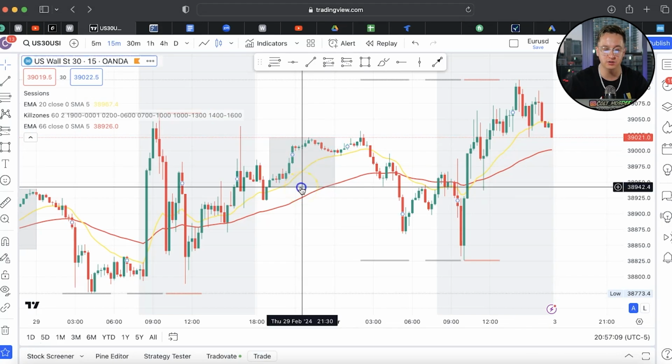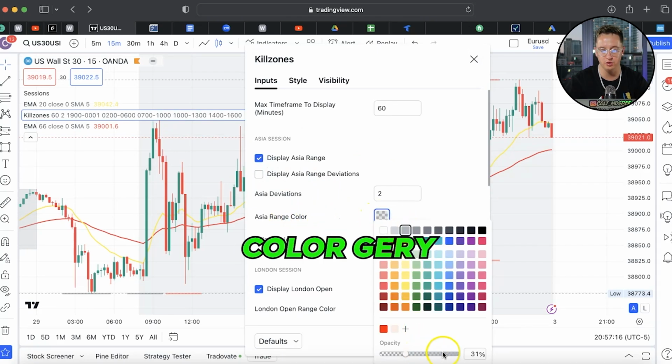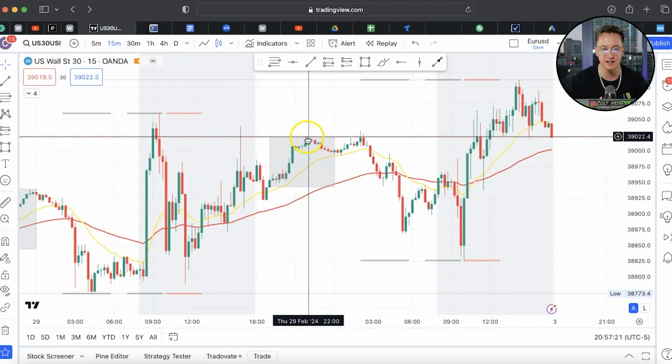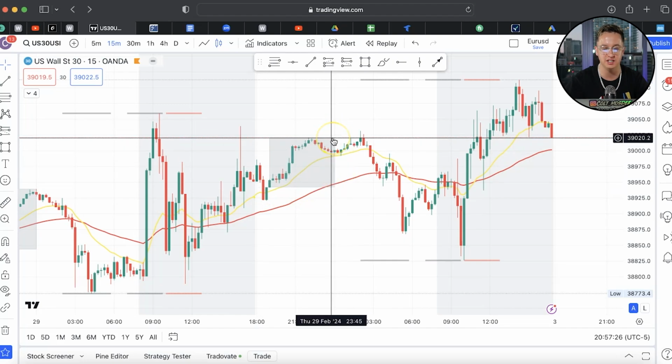Secondly, you want to go to the kill zones indicator right here, and all I'm focused on is the Asia range color. I have it in gray with the opacity at 31%. And we can see that right here is our Asia range. So this is showing us where the Asia session is.